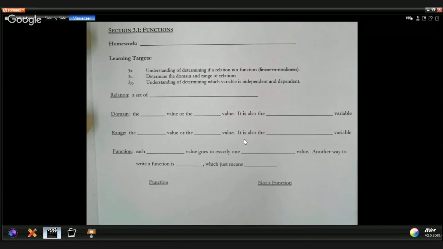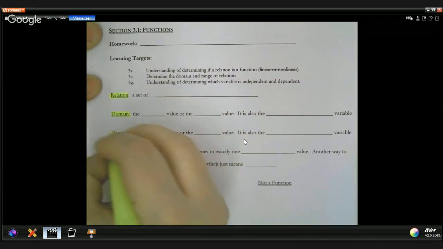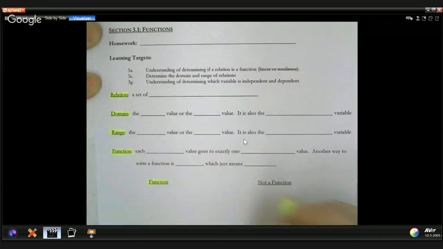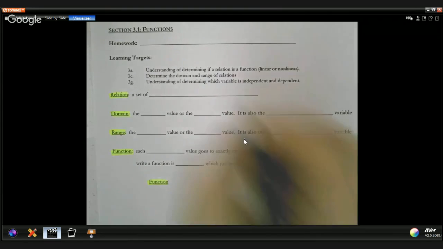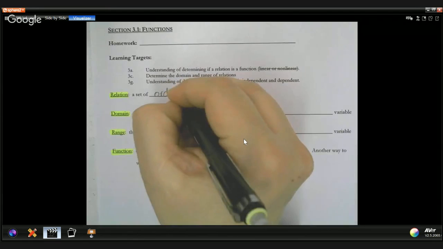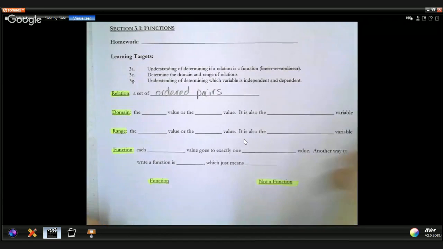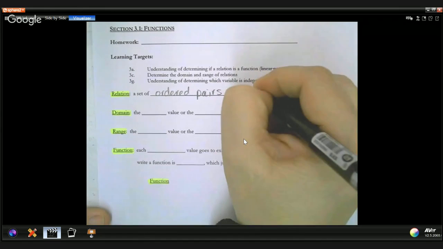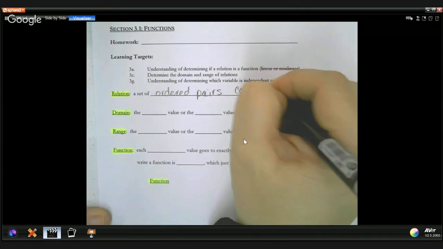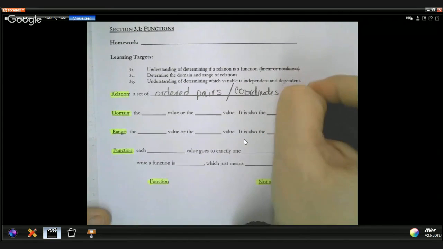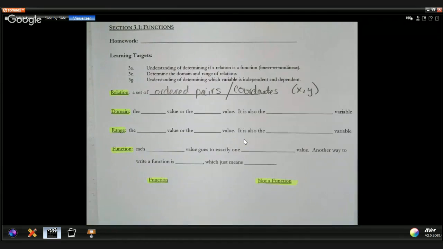Okay, so we got lots of different vocabulary words. Ooh, look at all that. Okay, and so the first thing we need to know is what a relation is. A relation is just a set of ordered pairs. And just remember that ordered pairs are just coordinates, which is your x, comma, y. So a relation is any set of ordered pairs. It doesn't matter what it does. It just means that there's a relationship.